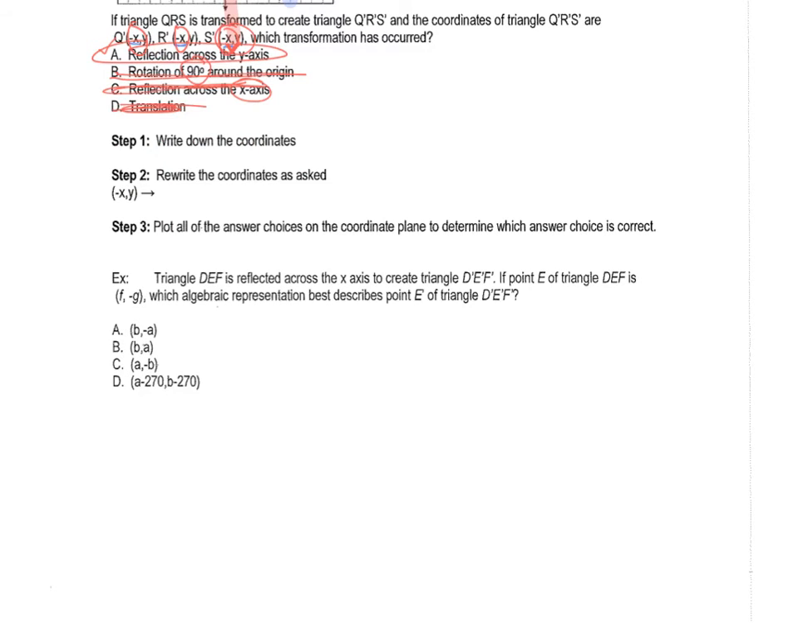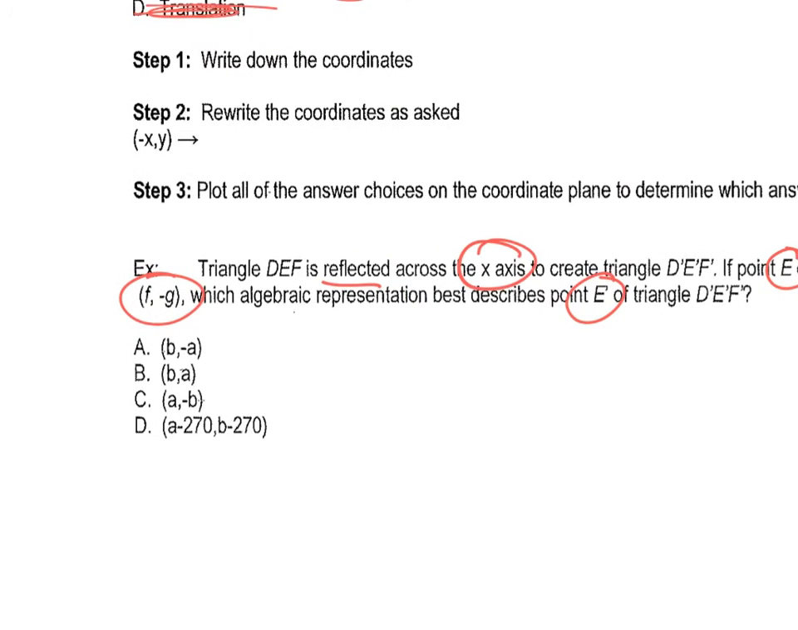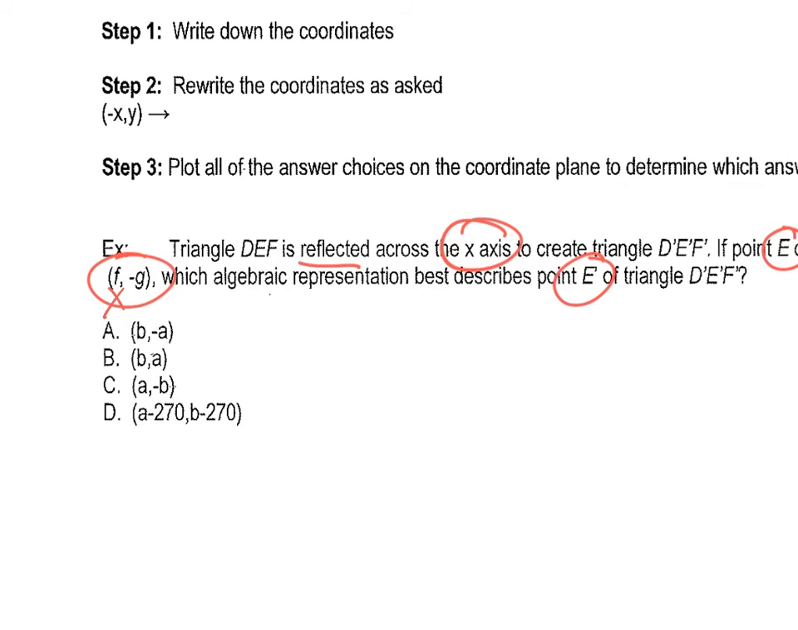Okay, last one. Triangle DEF is reflected across the x-axis to create triangle D prime, E prime, F prime. If point E of DEF is (f, -g), which algebraic representation best describes point E prime of DEF? So remember we talked about in the alphabet, whichever one comes first is going to be your x value. So f in the alphabet comes before g. So that's going to be x and negative g is going to be negative y.